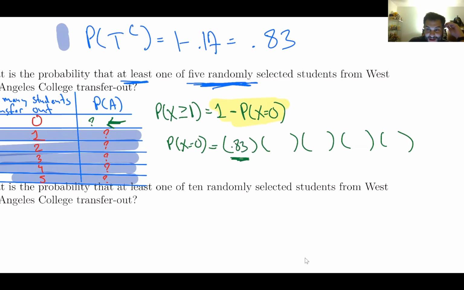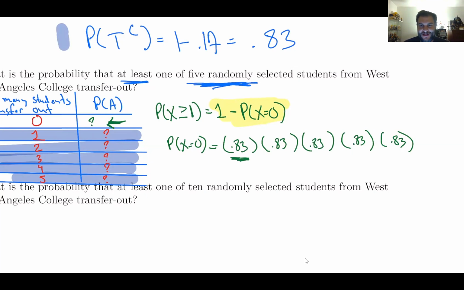0.83. Perfect. What's the probability that the second student that I randomly choose from West Los Angeles College does not transfer out? Cool. So we can just assume this is all the same. Since we want none of them to transfer out, we're doing 0.83 times 0.83 times 0.83 times 0.83 times 0.83, because we want all 5 of them not to transfer out. Remember, we want to find the probability that X is equal to 0, which means none of them transfer out. Any questions so far on that?